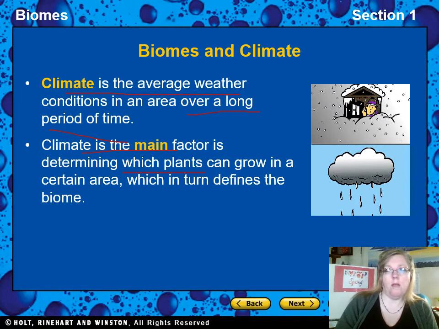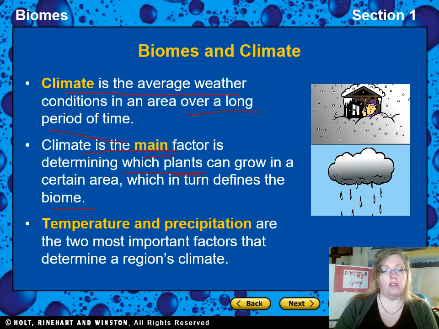Think about it. Climate of the desert is different than the climate of the mountains, which is different than the climate of the tropical rainforest. And so because of those things, you're going to have different plants that live there. So the climate is the main factor to determine which plants can grow there. And as we said, plants will determine what biome you have. So plants are king. Climate determines which plants, and then the plants determine which biome.